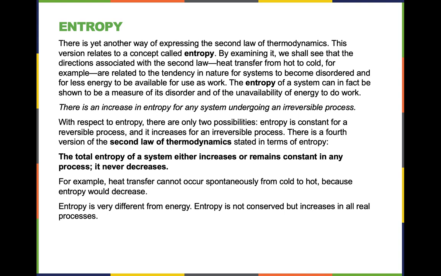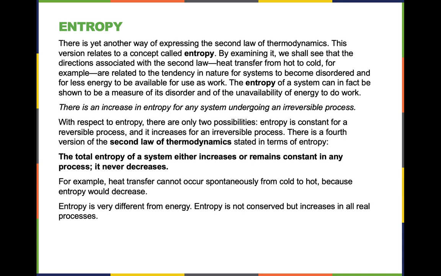So with respect to entropy, there's only two possibilities. Entropy is constant for a reversible process, and it increases for an irreversible process. There is a fourth version of the second law of thermodynamics stated in terms of entropy. The total entropy of a system either increases or remains constant in any process. It never decreases. So for example, heat transfer cannot occur spontaneously from cold to hot because entropy would decrease.